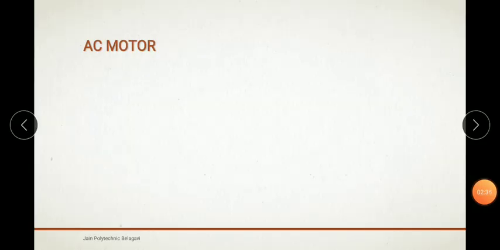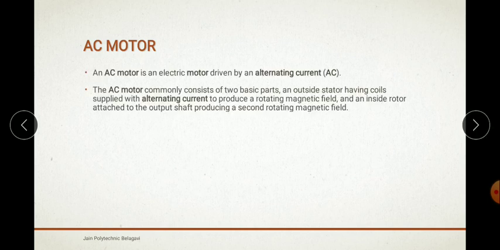So what is this AC motor? An AC motor is an electrical motor driven by an alternating current. The AC motor commonly consists of two basic parts: an outside stator, which has coils supplied with an alternating current to produce a rotating magnetic field, and an inside rotor attached to the output shaft, producing the second rotating magnetic field. So this is regarding the AC motors. There are basically two types of AC motors. The first one is the induction motor and the second one is the synchronous motor.